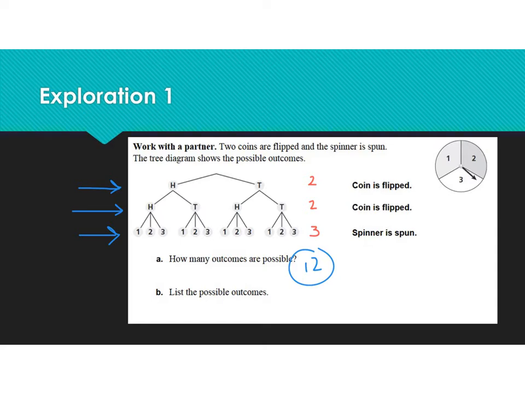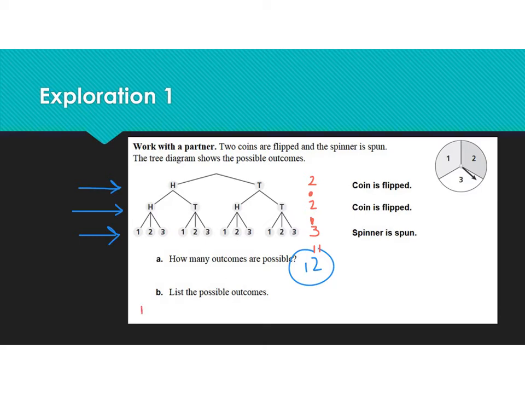Maybe you thought, hey, if I multiply them together, you get 12. And that is actually how you do it. It's called the fundamental counting principle, I believe, and you just multiply your options together, and that gives you your total amount of options.